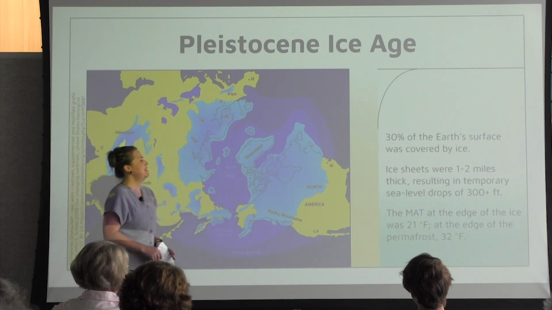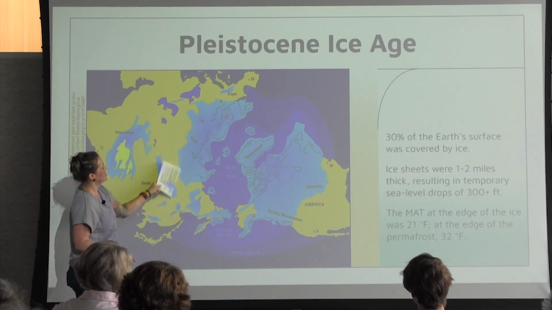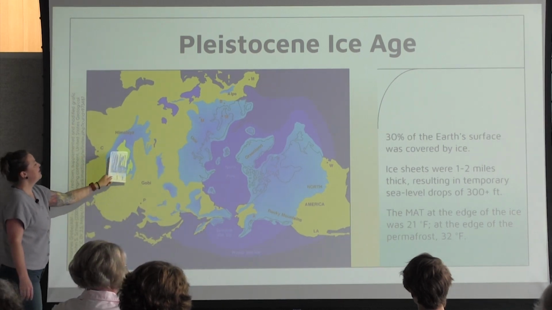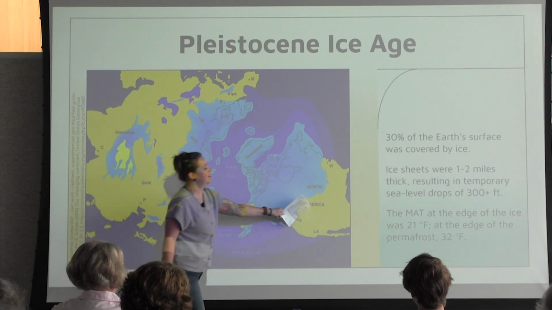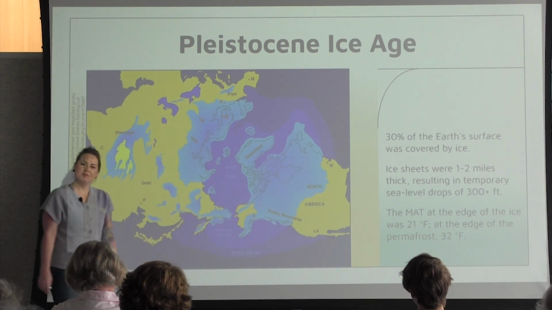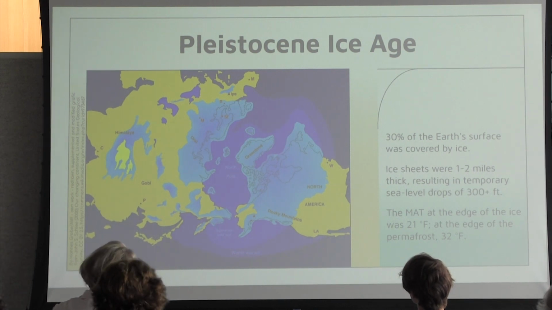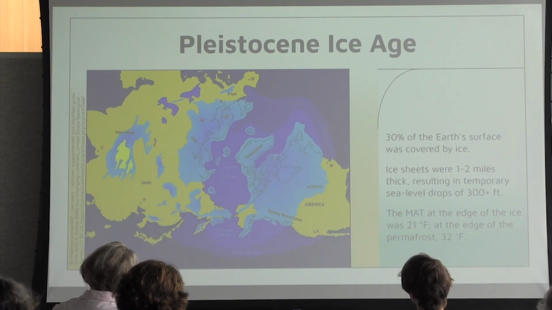And then the mean annual temperature at the edge of the ice, so like right here, was about 21 degrees Fahrenheit. And the edge of the permafrost that would go down a little bit lower was about 32 degrees Fahrenheit. So this was a very chilly time. But as to be expected, if 30% of your Earth's surface is covered in ice, it is probably pretty cold.